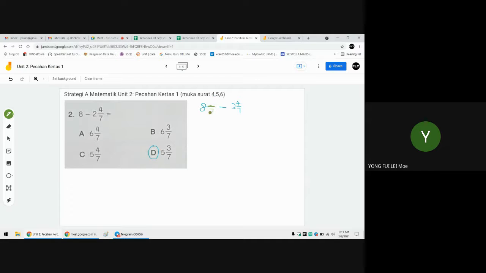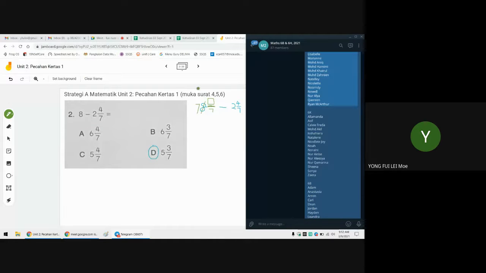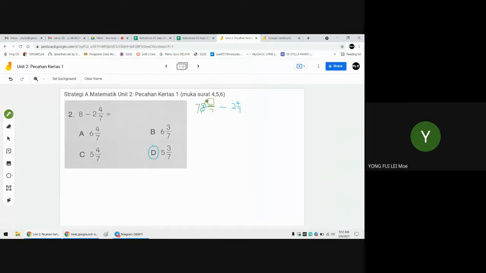But what is supposed to be written in here? You have to borrow 1 from 8. So when you borrow 1 from 8, 8 will become 7. And then this one, I want to ask, what number is suitable to be put here? 7? Yes. Who answered that? Thank you very much. 7. Okay, look at this.